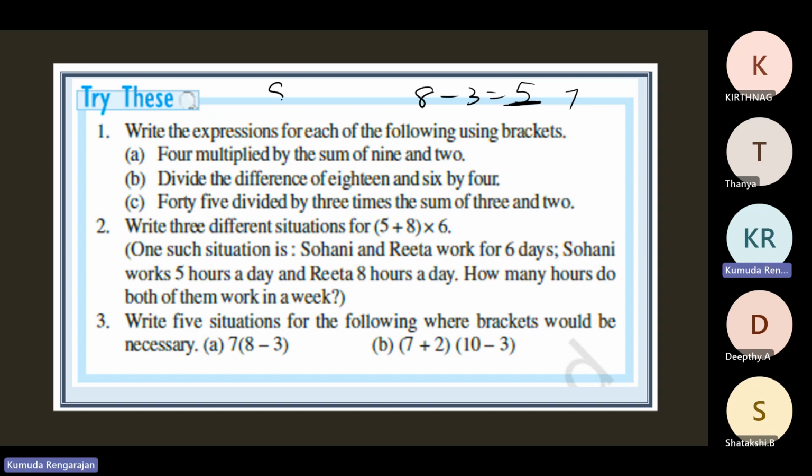Raju gets rupees 8 as pocket money every day from his parents. He spends 3 rupees on buying chocolates. What is the money saved by Raju over 7 days? 135 rupees. So Tanya, repeat what I said. Please repeat the situation. You can share your situation, but I want you to first repeat what I said.